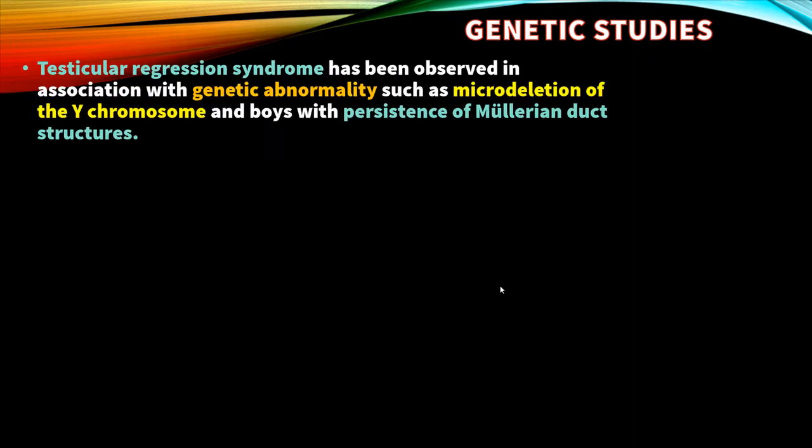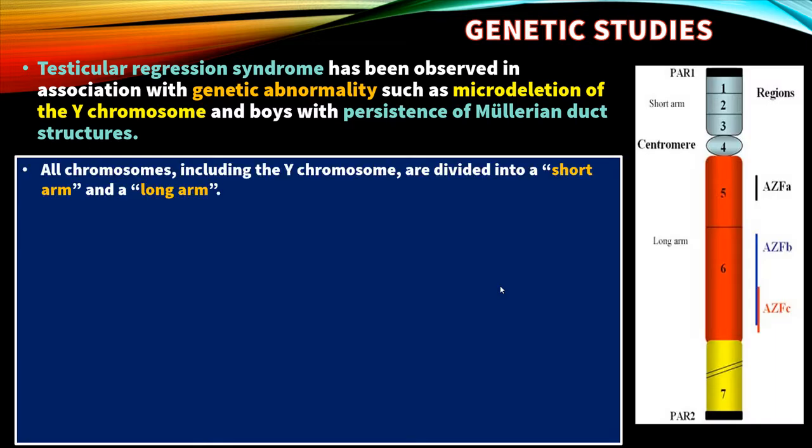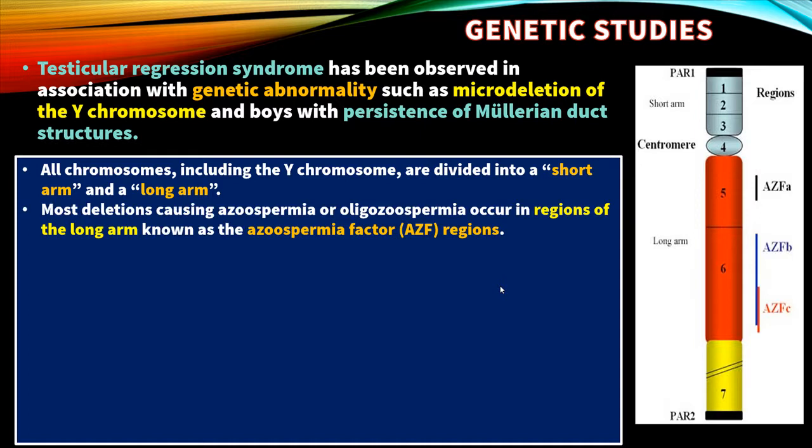Genetic studies. Testicular regression syndrome has been observed in association with genetic abnormalities, such as microdeletion of the Y chromosome and boys with persistence of Mullerian duct structures. All chromosomes, including the Y chromosome, are divided into a short arm and a long arm. Most deletions causing azoospermia or oligozoospermia occur in regions of the long arm known as the azoospermia factor regions, AZF.